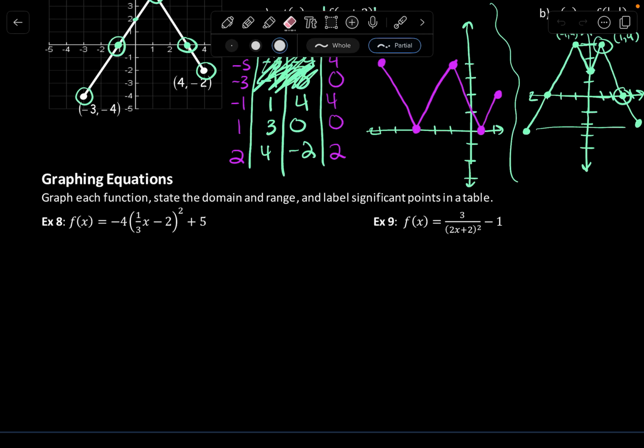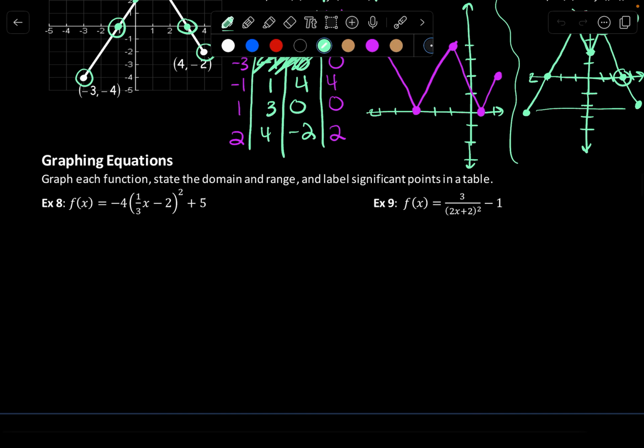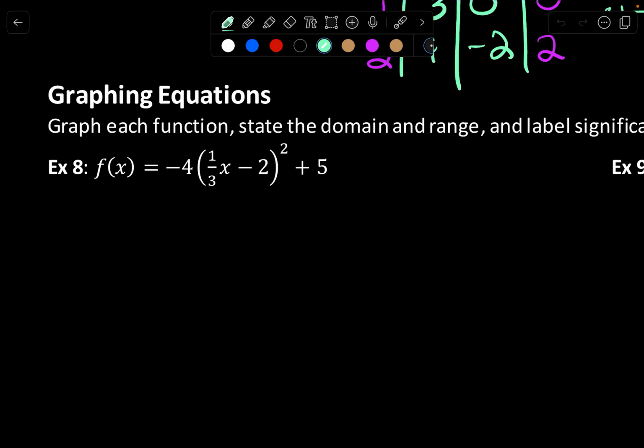So the next section in Unit 1, the transformations unit, is going to be graphing equations. Graph each function, state the domain and range, and label significant points in a table. The first thing you want to do is make sure that everything is organized in a way that matches our transformation map, which is going to be a times b times x minus h plus k. With this first one, we already have that, so that's nice, but there will be a few in here that we will have to make some adjustments.